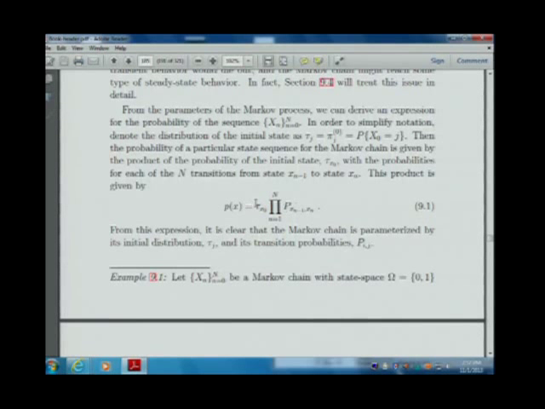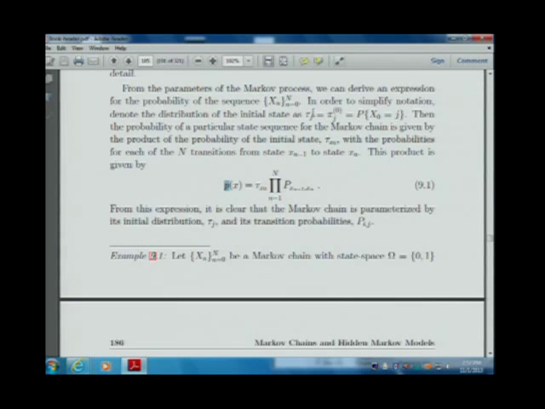Now the probability of a sequence is going to be the following. If tau sub j is the probability of the state at time zero, the initial probability, then for a homogeneous Markov chain, you can just multiply by the sequence of transition probabilities, and that gives you the probability of the sequence of the Markov chain. So let me sort of illustrate that.